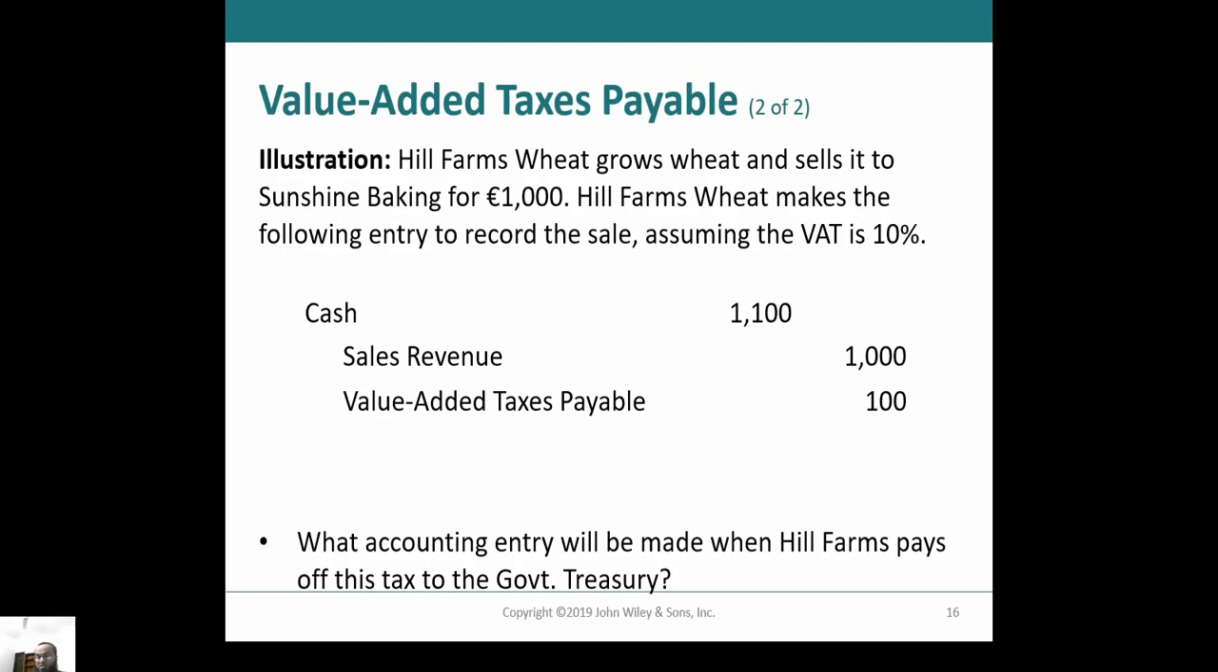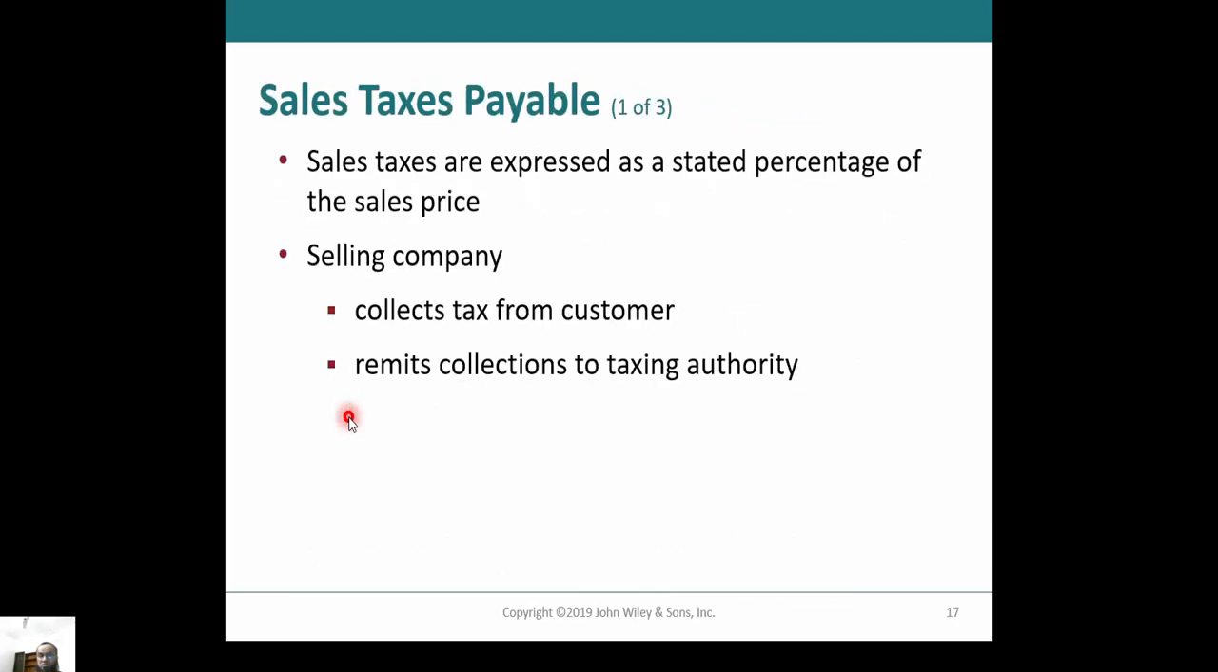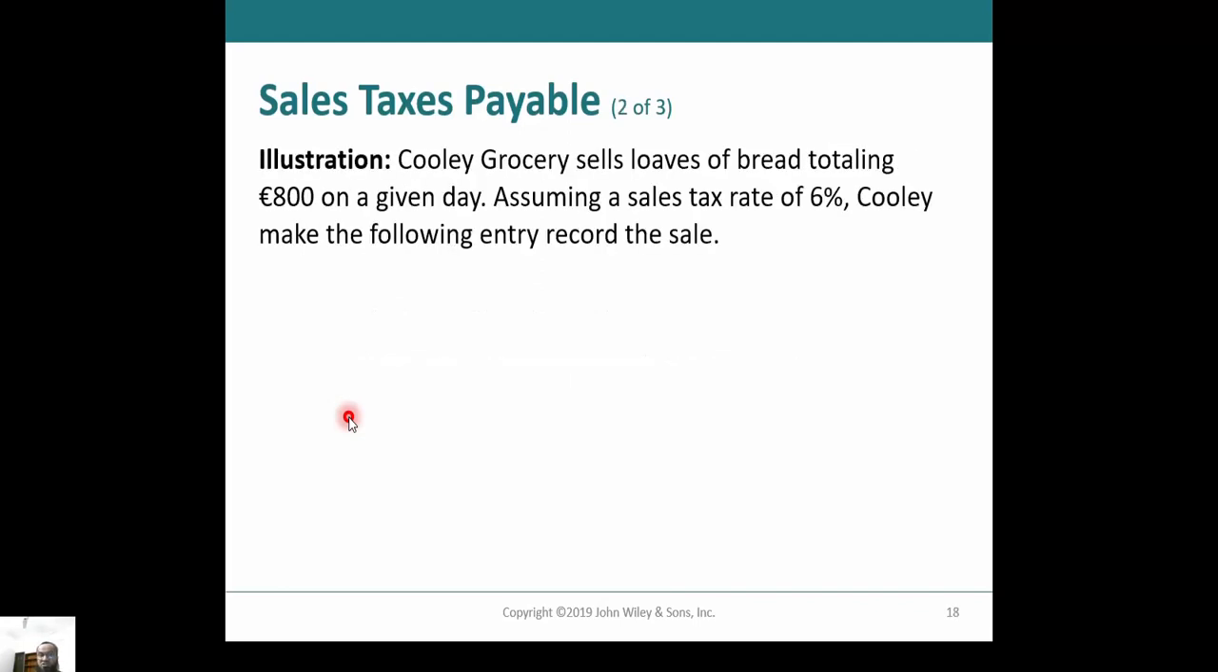So what should be the entry when we eventually pay this to the government treasury, right? This is something that you should be able to do. We debit the value added tax payable and we credit the cash by which we pay it off. So sales tax is also value-added tax, right? It is again expressed as a percentage on the selling price, and we collect it from the customer and we remit it to the taxing authority in the government treasury.